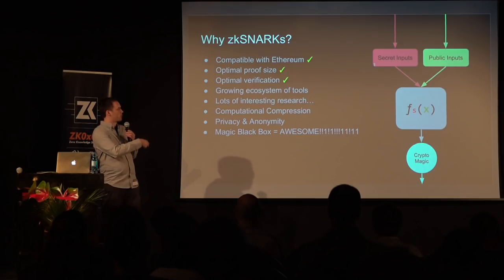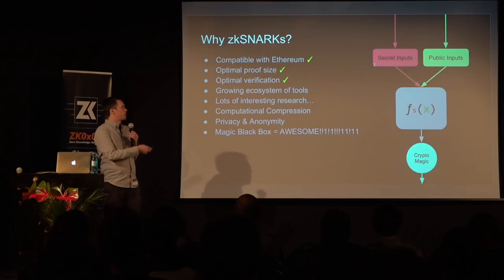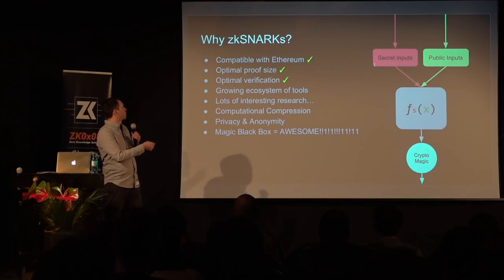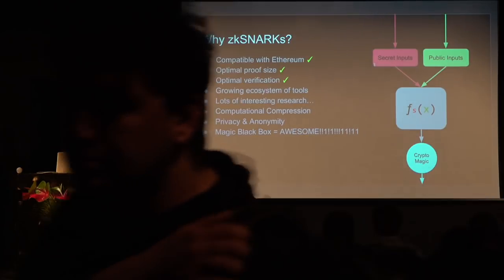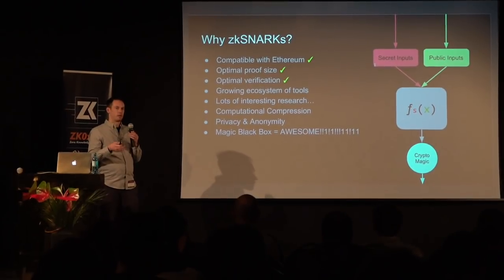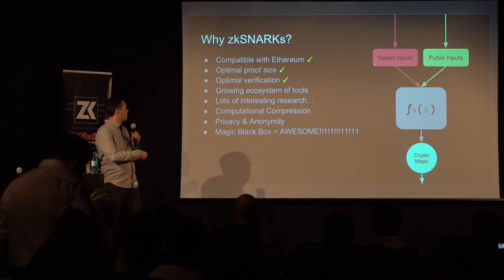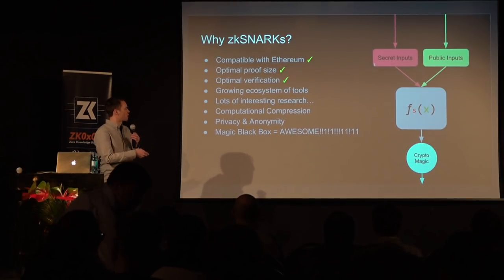And of course, the slide that everybody has to have is, well, what are SNARKs? What are zkSNARKs? And the biggest thing for me is that they're compatible with Ethereum. They've got optimal proof size, and they're really quick to verify. So these three things really make it useful for me. And of course, there's lots of research: privacy and anonymity, computational compression.